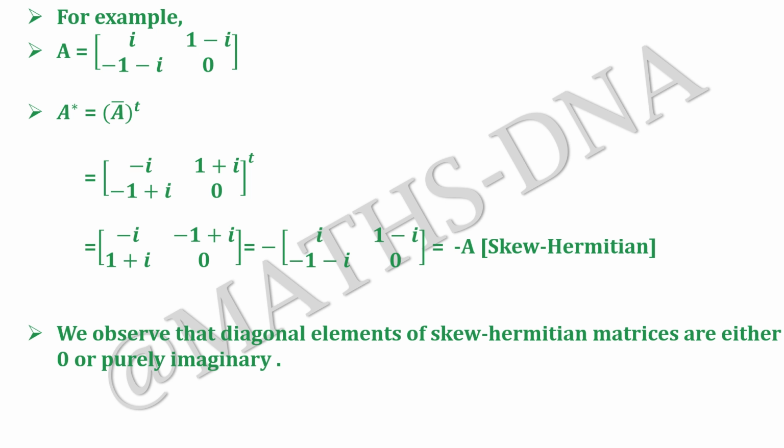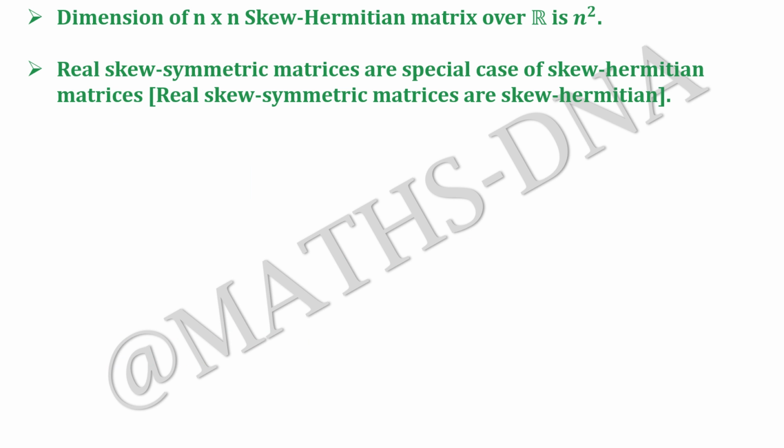And here we clearly observe that the diagonal elements of skew-Hermitian matrices are either 0 or purely imaginary. Now why is this happening? Because we want a_ij equals minus a_ji, which is only possible when the diagonal entry is 0 or purely imaginary. Moving on, the dimension of an n cross n skew-Hermitian matrix over R, the set of real numbers, is n squared.